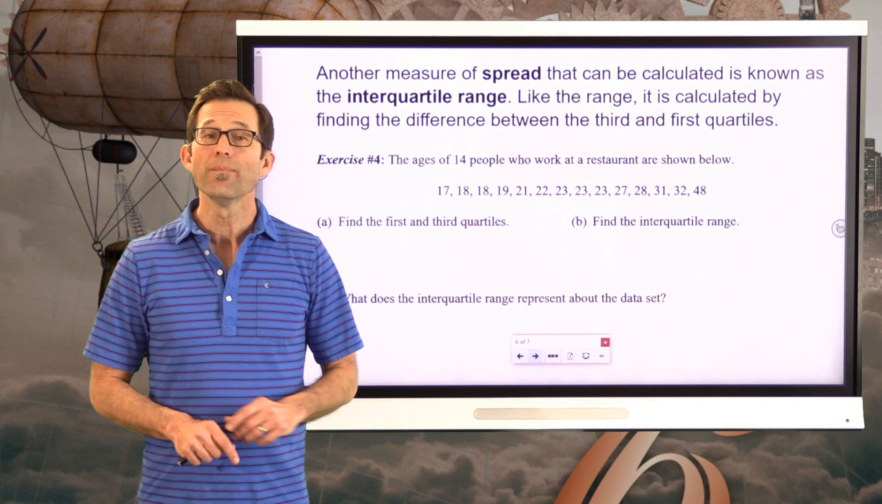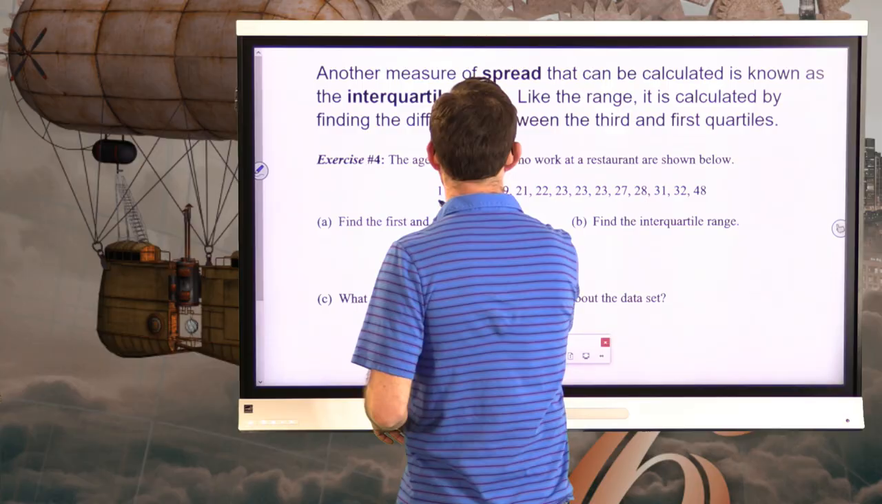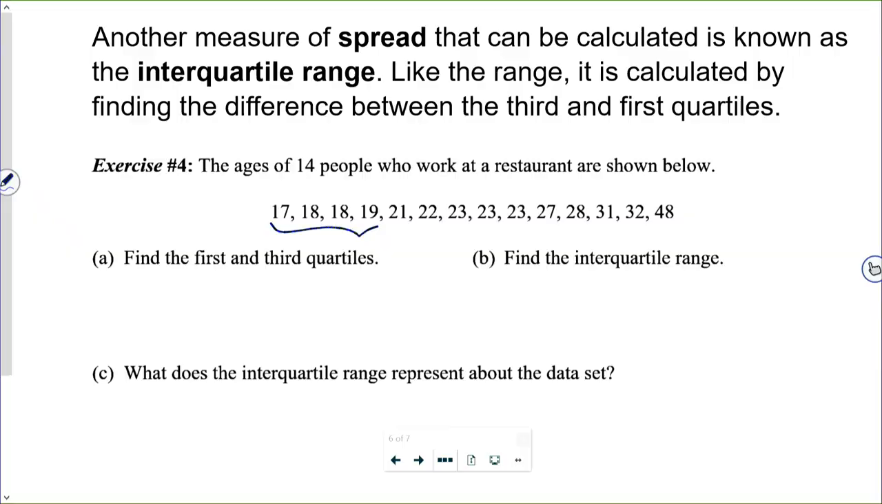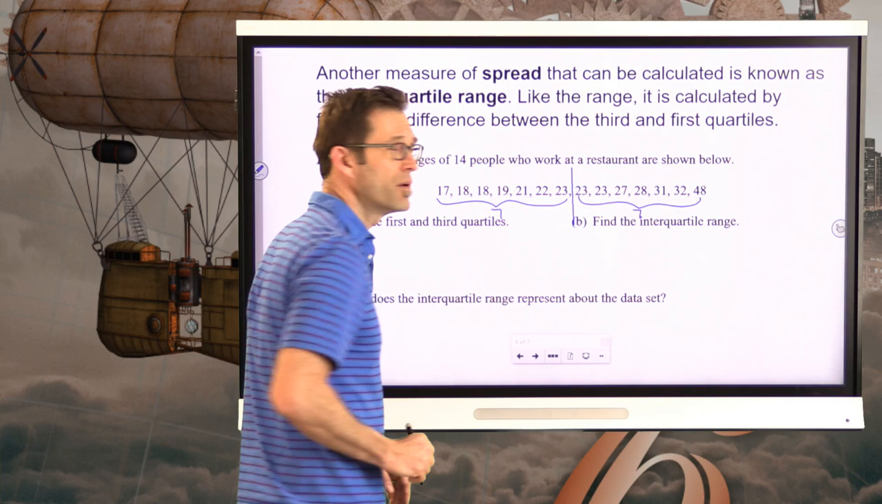Well, my data set has an even number in it, 14. So if I divide that by 2, I get 7, right? And I'll have 1, 2, 3, 4, 5, 6, 7 in the lower half, and 1, 2, 3, 4, 5, 6, 7 in the upper half. Now, I was never asked to find the median. If I was, it would be right there. So it'd be the average of 23 and 23, which would be 23, but whatever.